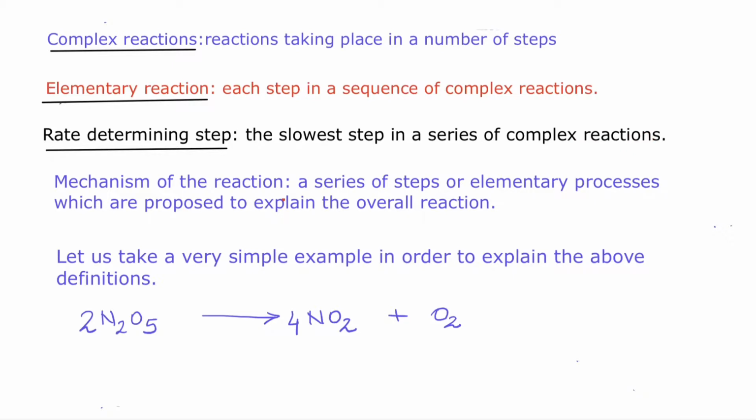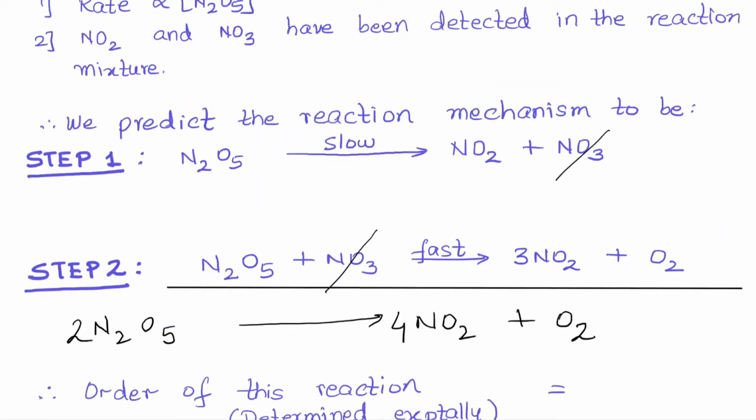What do we mean by mechanism of a reaction? It's a series of steps or elementary processes which are proposed. Okay, we don't see them actually happening, but based on our observations, based on what we detect in the reaction mixture, we propose in order to explain the overall reaction. Right? Have you written this down?